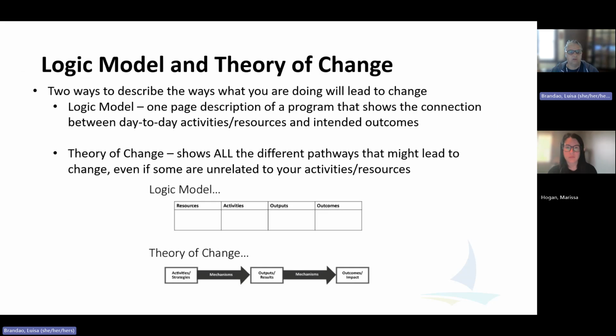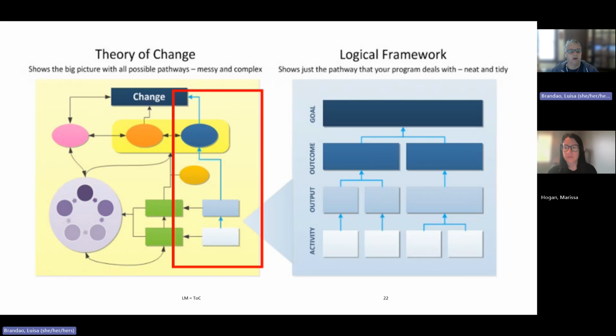And so here's a visual depiction of your logic model versus your theory of change. In the logical framework or the logic model, you have your activities that lead to some outputs that lead to outcomes and your broader goal or impact. Whereas in the theory of change, this may be your activities, but then there are other things happening that are not necessarily within your program, but are also contributing to the ultimate change that you want to see and some of the outcomes that you want to see.